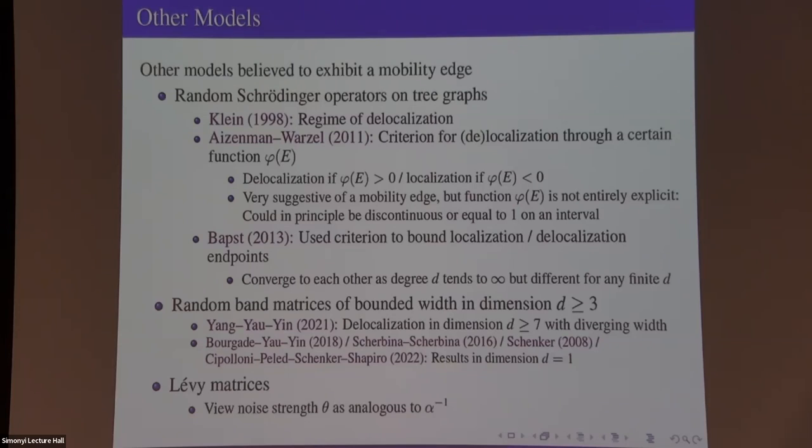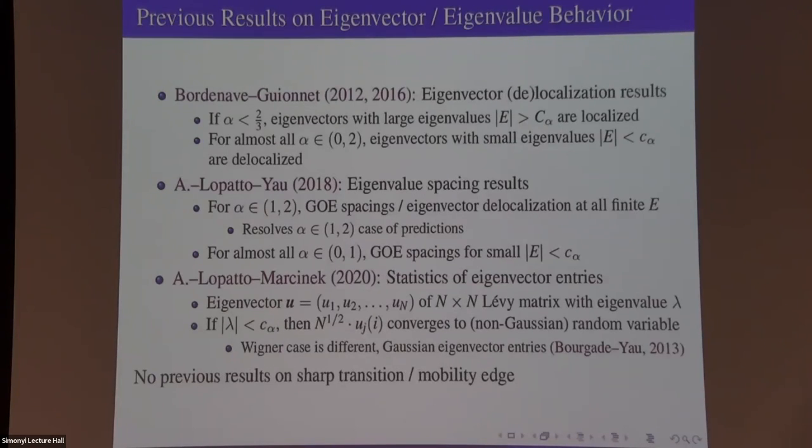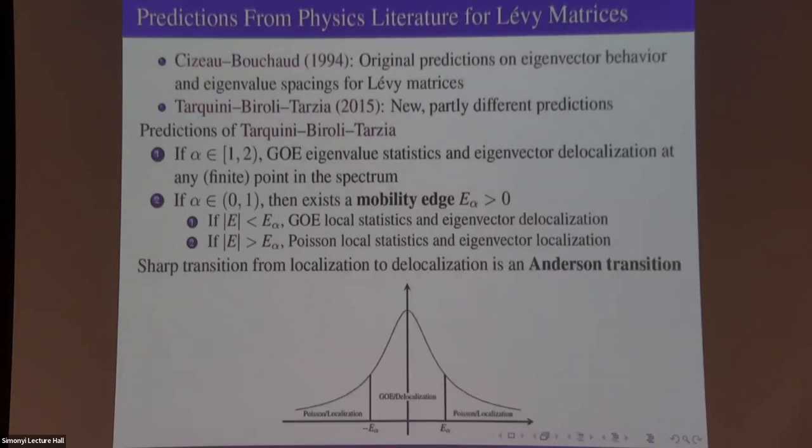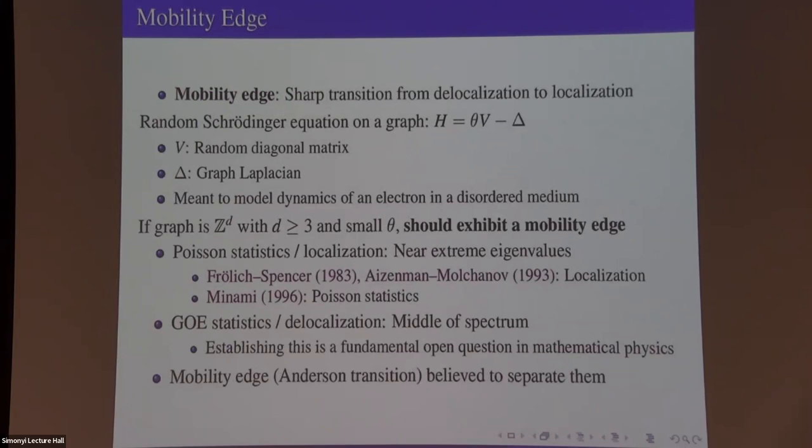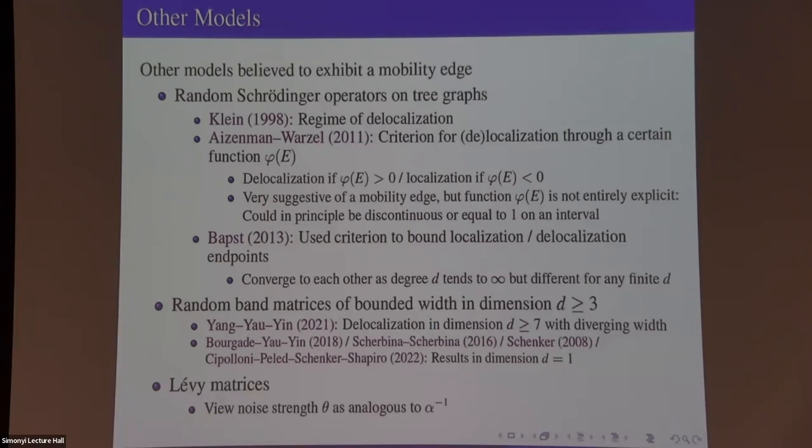The most relevant and recent work in this direction is due to Yang, Yin, and Yu, who consider dimension D at least 7, and they consider the width to be actually diverging. So in this regime, what will happen if the width is diverging is that this delocalized region, as the width gets bigger and bigger, will start to exhaust the full spectrum. So you will not see a mobility edge there. And what they showed is indeed you have delocalization throughout the spectrum.